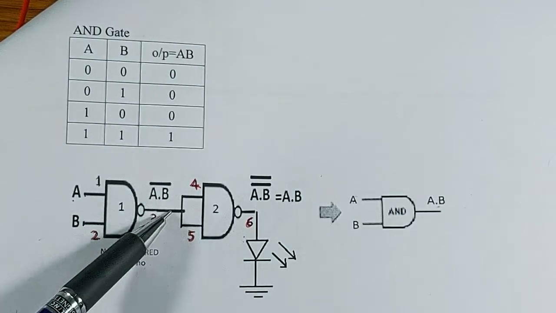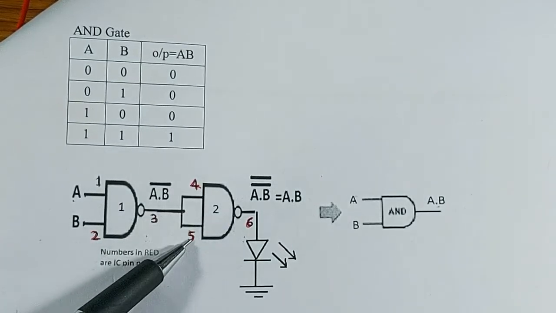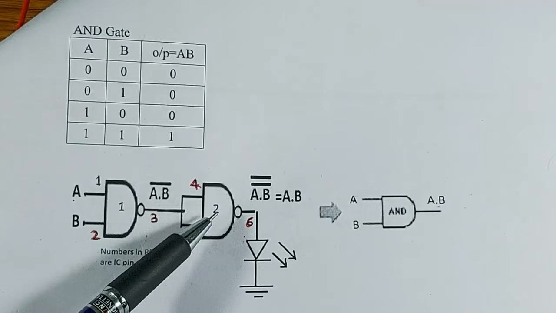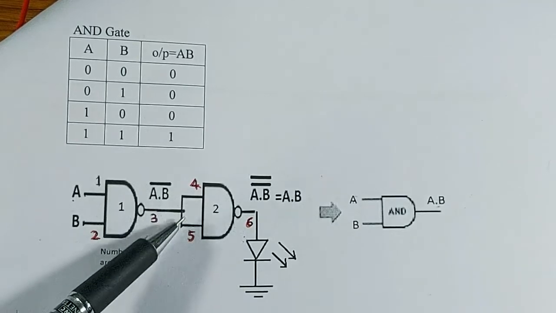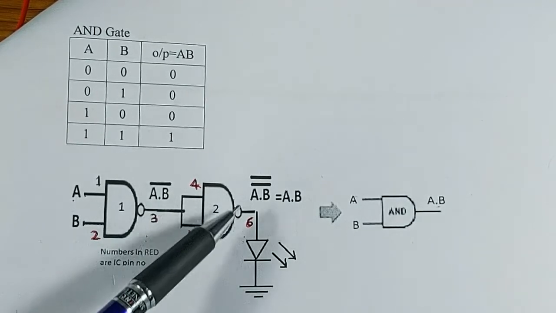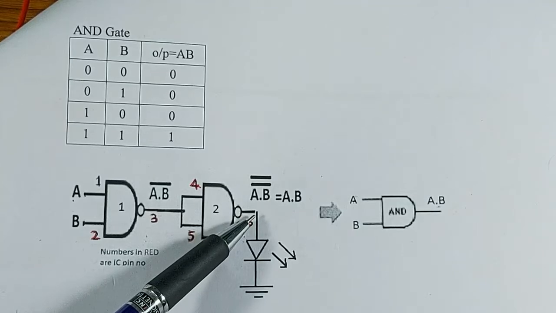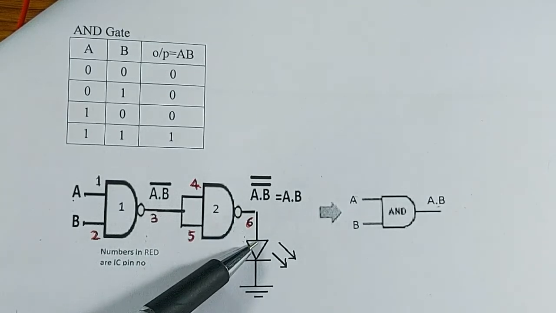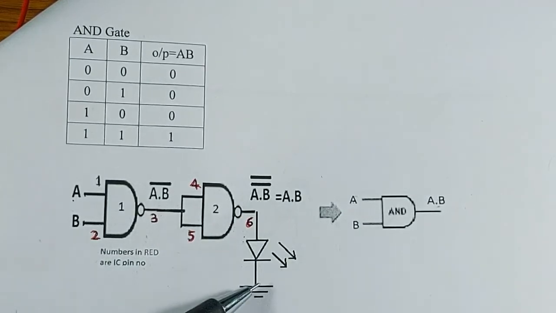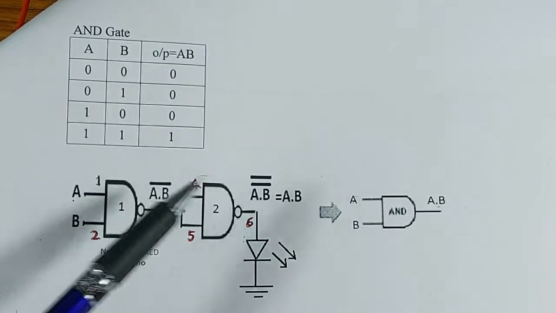The output is pin 3. Pins 4 and 5 of the second NAND gate are both joined together, and pin number 3 is given to them. Pin number 6, the output of the second gate, is given to the anode of the LED, and the cathode is grounded. So this should work like an AND gate.